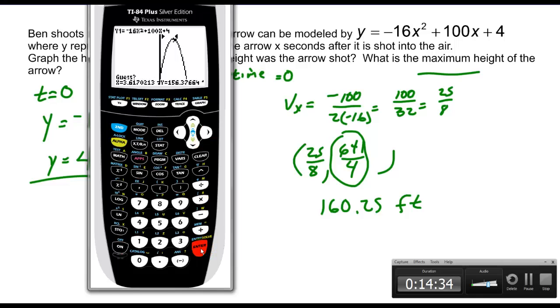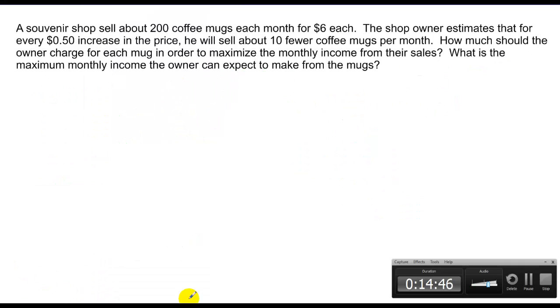Anywhere is fine. And then hit enter. And there's my 160.25 height. So that's another nice way to get that done. All right, let's move on to the next problem.